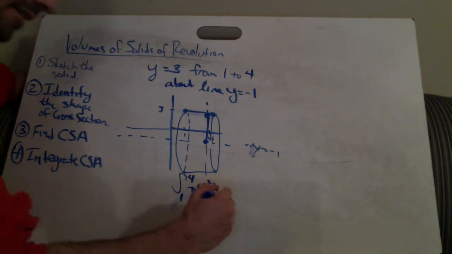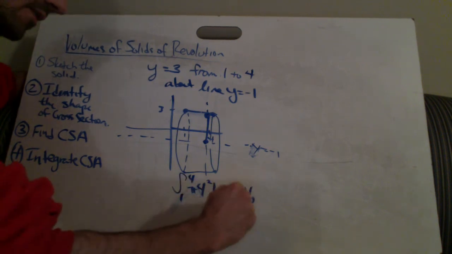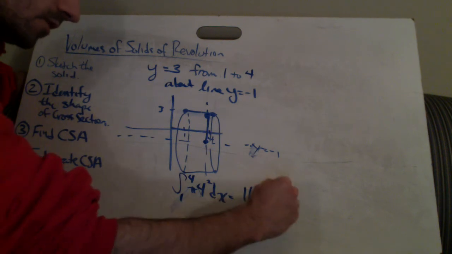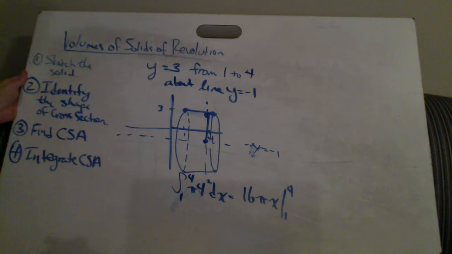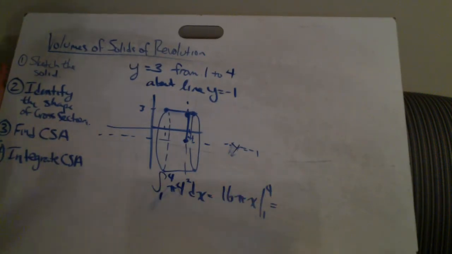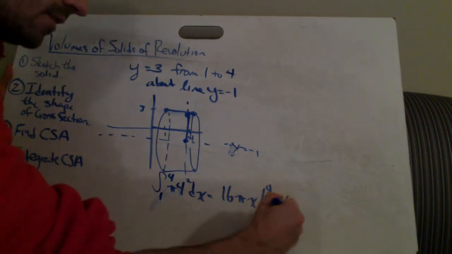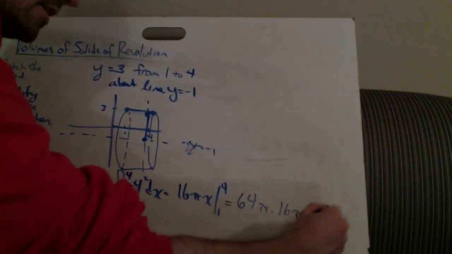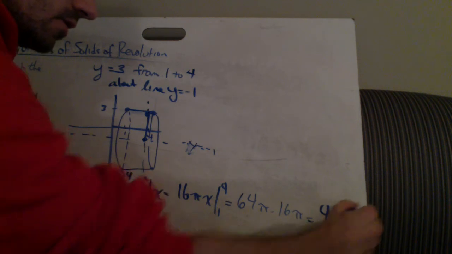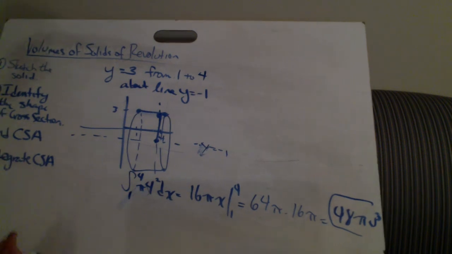Great. And this will give us 16 pi, and that's just a constant, so that means its integral is 16 pi x, and we'll go from 1 to 4. And we'll just plug in our bounds and see what we end up getting here. Plugging in 4, I get 64 pi, and subtracting when I plug in 1, which is 16 pi, I'll get a final answer of 48 pi, and that's units cubed. 48 pi units cubed.